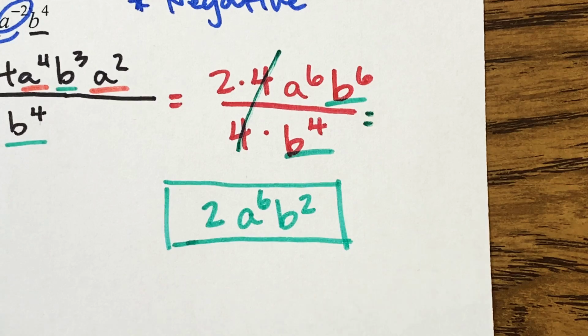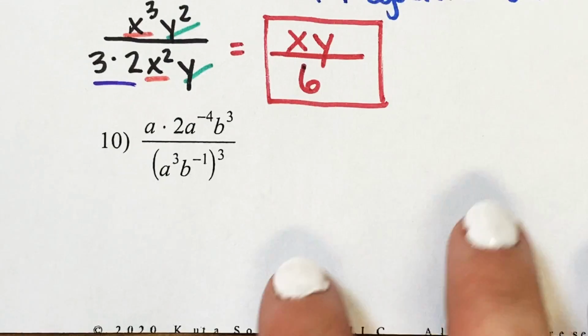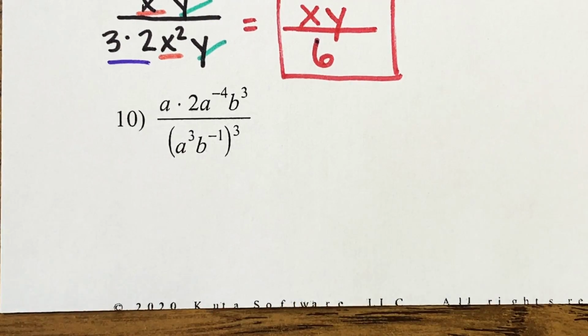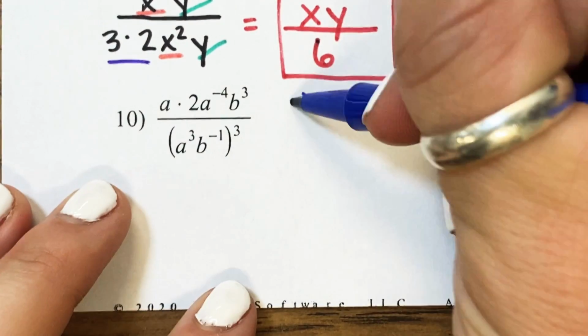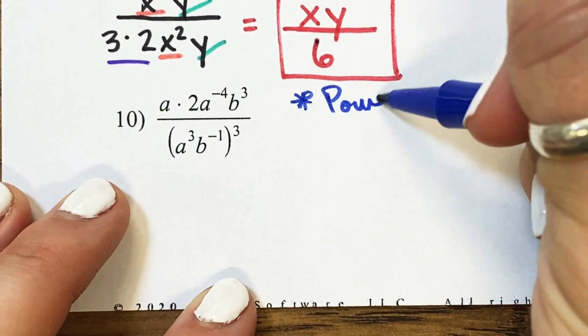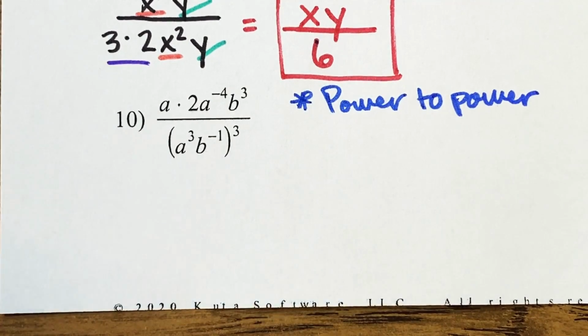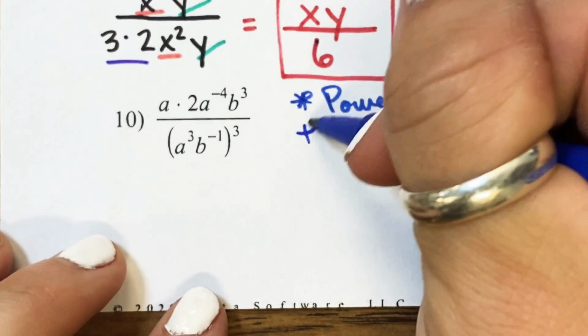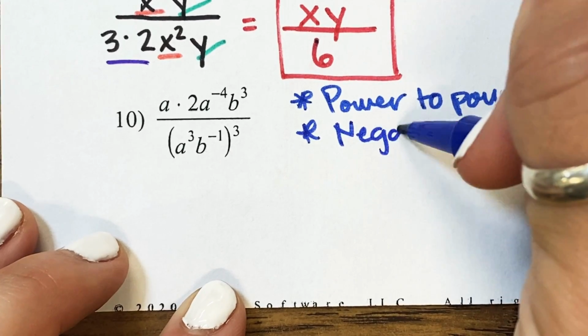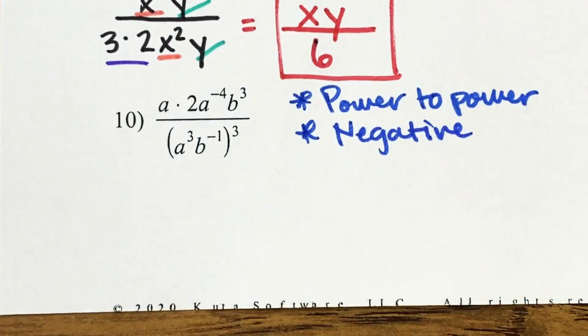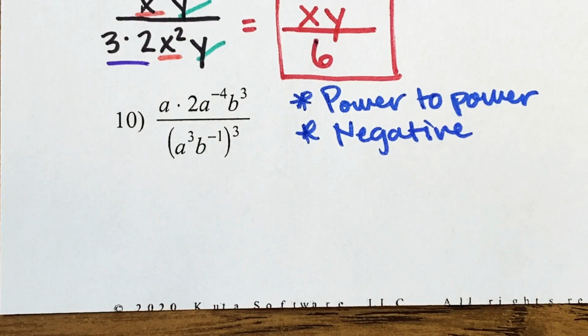Great job, you guys. Okay, last example, number 10. I see parentheses, so this automatically tells me power to power. I also see a negative, so I know I'm gonna have to use my negative rule. And I also see a fraction, which tells me quotient, but I'm not gonna write that out right now.